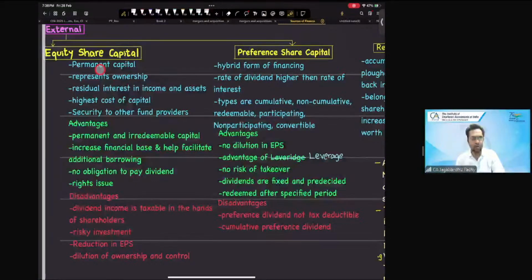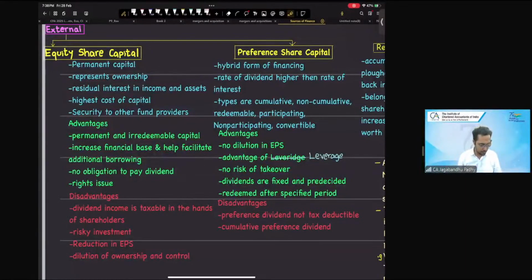Equity share capital has got the highest cost of capital, guys. Remember. Now, why would the equity shareholders require a high cost of capital? Because equity shareholders are the owners of the business. They are the risk takers of the business. So they have a very high degree of risk in the investment, and therefore they will definitely be asking for a higher rate of return.